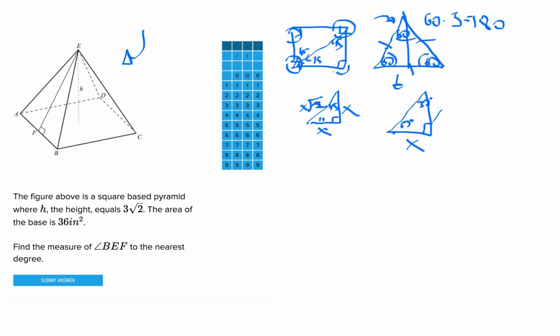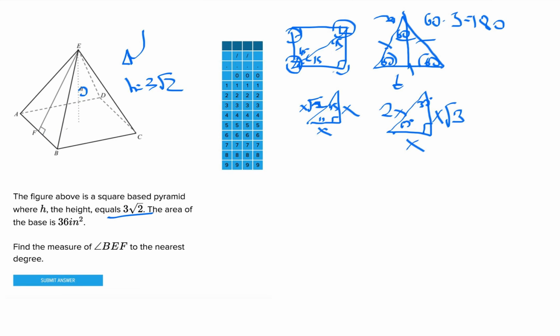So the longer leg will be the same length as the shorter leg times the square root of 3, and the hypotenuse will be twice the length of the shorter leg. So this is very useful information, especially for this problem, because the only thing they give us here is what the height is. So this value here, h equals 3 root 2. That looks a lot like our 45, 45, 90 triangle.